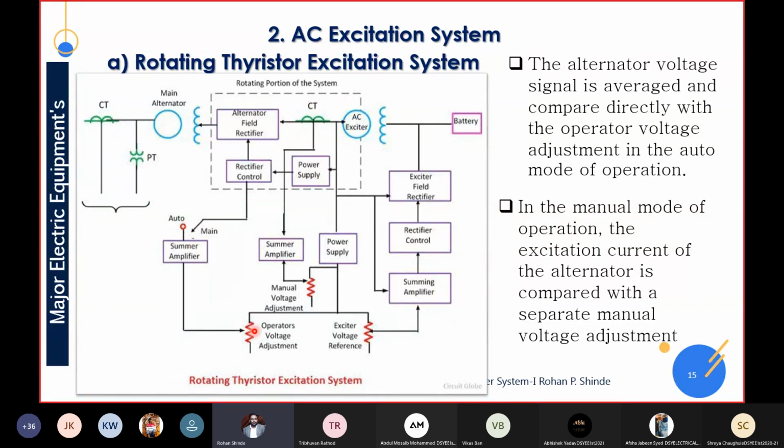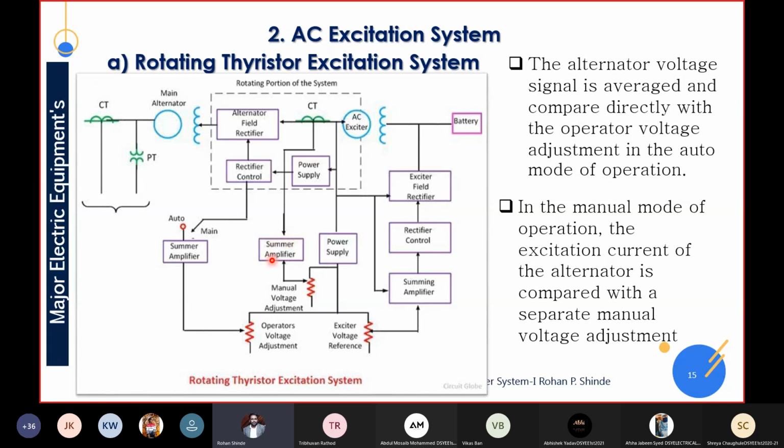If we have to adjust manually, now we have to take the current. See here, we have compared the voltage for automatic operation, but instead of automatic we have to go for manual. For that purpose we have to take a current from the CT, and finally this excitation current will be compared with the separate manual voltage adjustment. This is the separate manual voltage adjustment, where the current is taken from here.